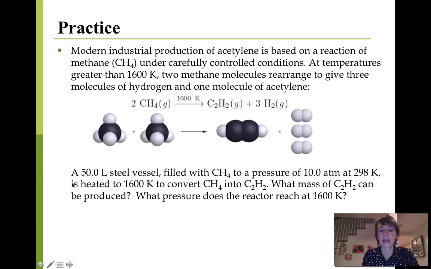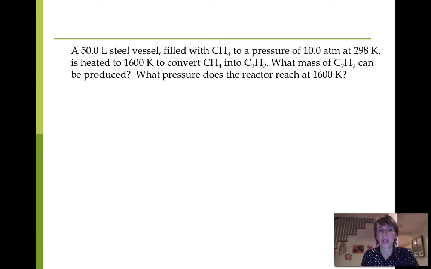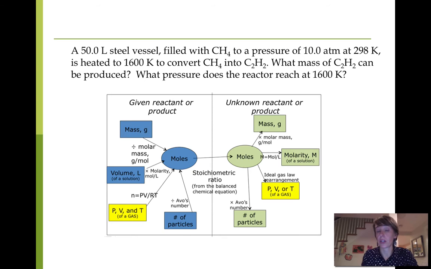So the given information is that this vessel is 50 liters. Initially, it's filled with methane, CH4, at 10 atm of pressure and 298 Kelvin. Then it gets heated and the reaction happens. So let's think about a strategy for this problem, and let's use our stoichiometry map. What's our given and what's our unknown? Well, our given is that we're starting with methane.